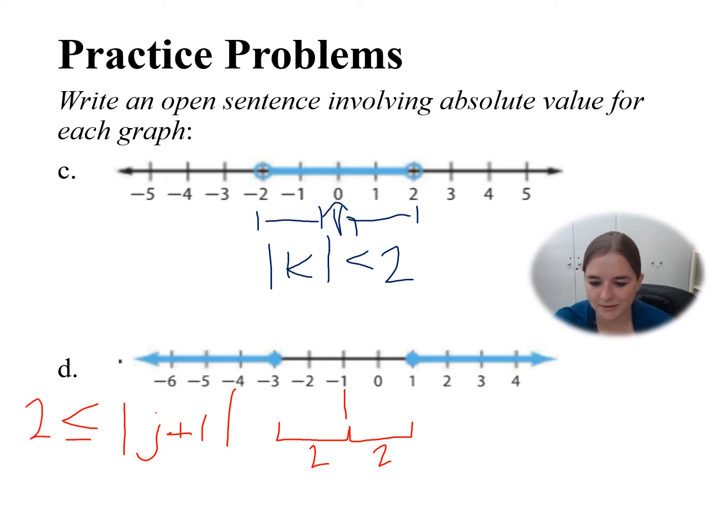So I found my midpoint. I subtracted by how much I had to shift my line, and then I set it. This time I have the or equals 2 piece because I see closed circles, but I have my distance on the outside. So there's one homework problem that looks like this. You're finding the distance and then writing out your open sentence.